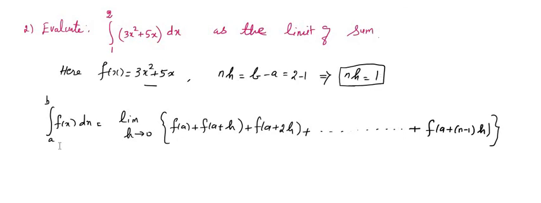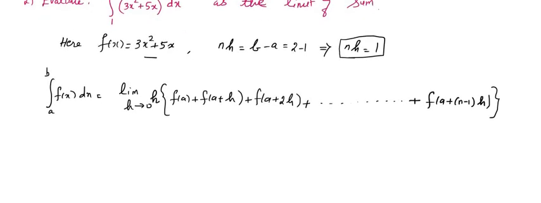Next, what I told, write the formula for all the problem. Therefore, write the formula once. Integral a to b f of x is limit h tends to 0 h into f of a plus f of a plus h, f of a plus 2h, till f of a plus n minus 1 h. Okay. Now substitute this, replace according to our problem.